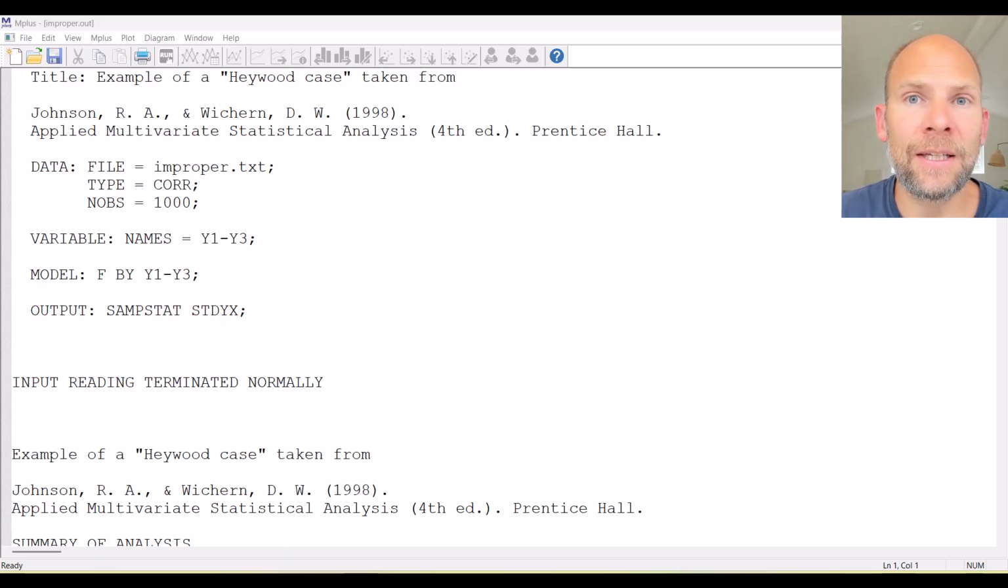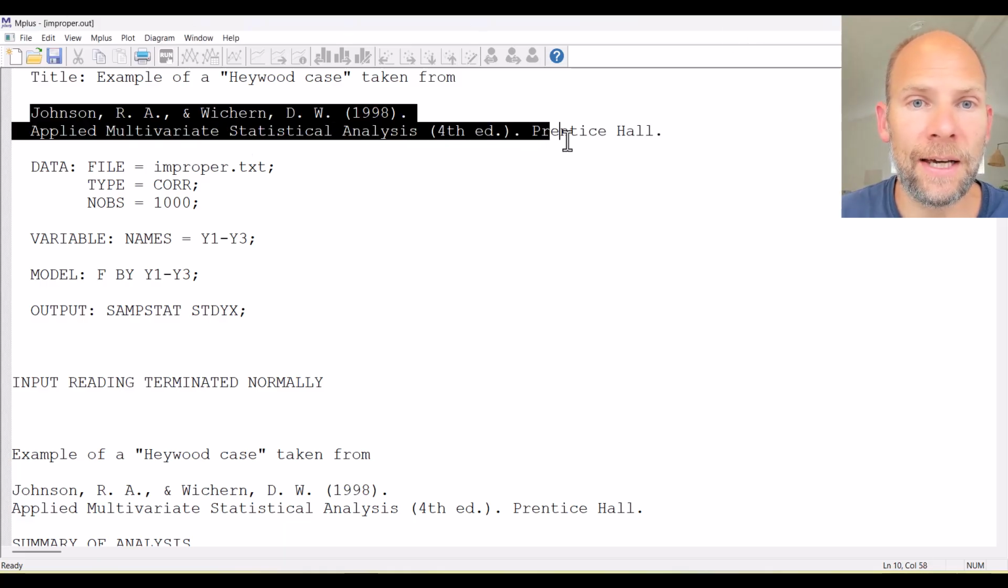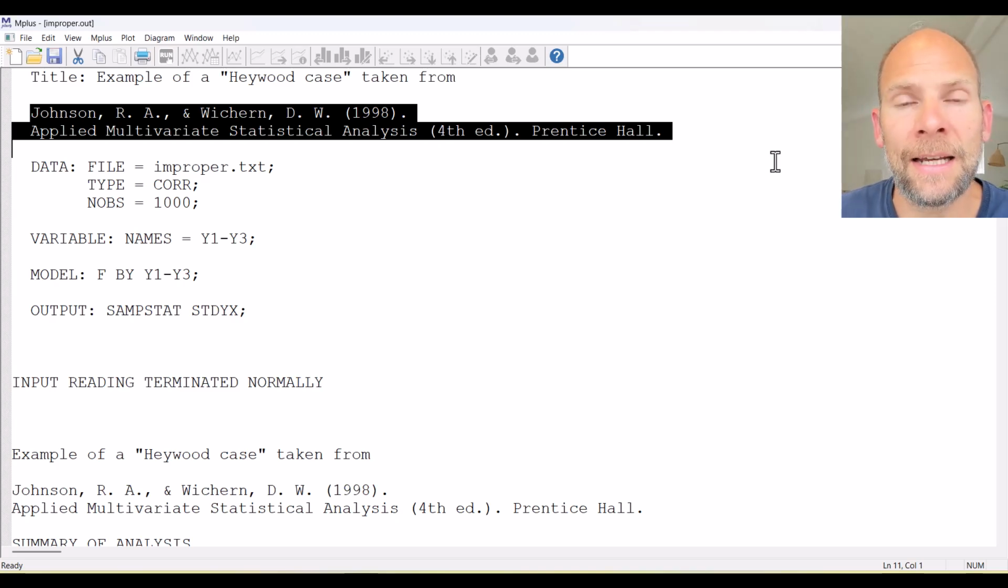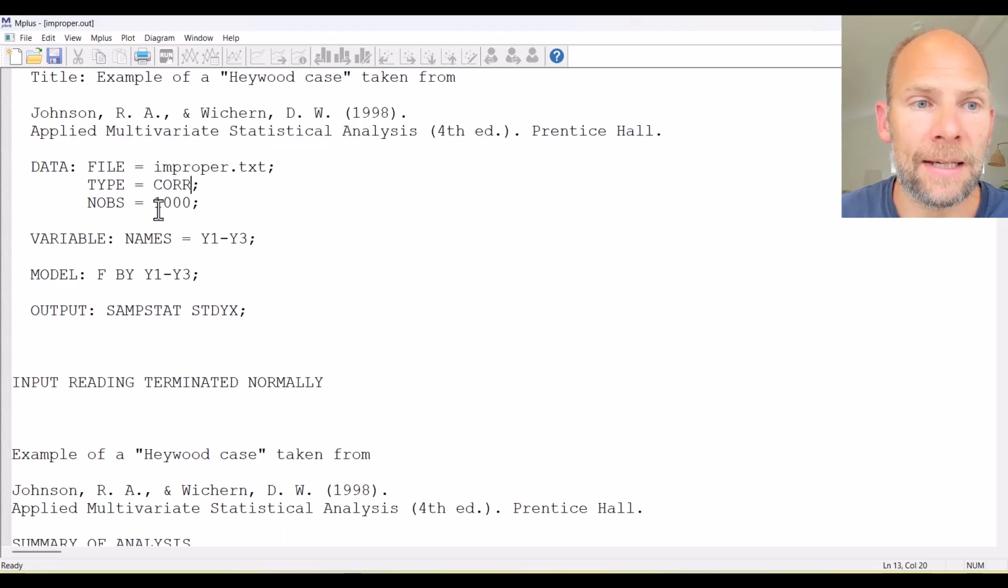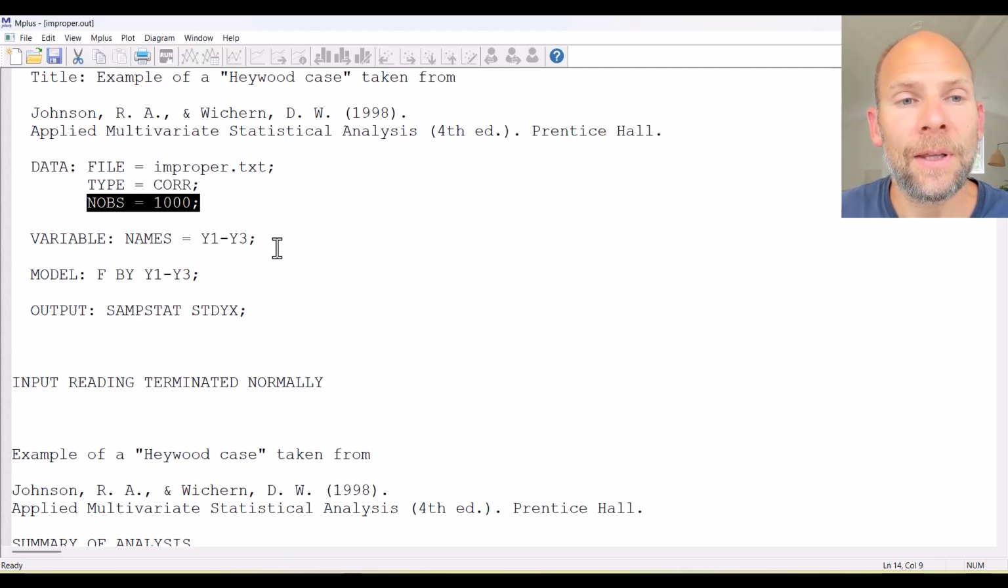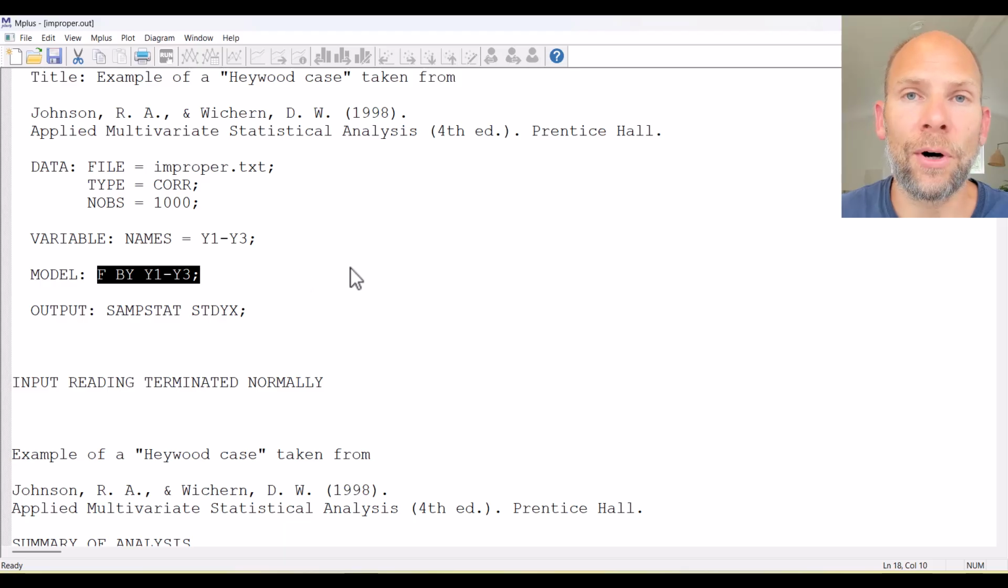In Mplus, I fit a simple single factor CFA model as an example. I took the data for this example from the reference that you can see here, Johnson and Wichern, 1998. They report in their book Applied Multivariate Statistical Analysis a covariance or correlation matrix that leads to an improper solution when we fit a single factor model. So I use this correlation matrix here as an example. I fit this to 1000 hypothetical observations, and then in Mplus, I specified a single factor model for the three indicators y1, y2, and y3.